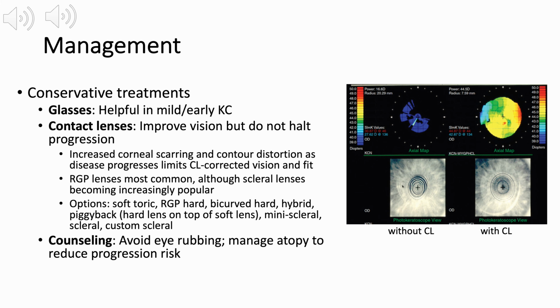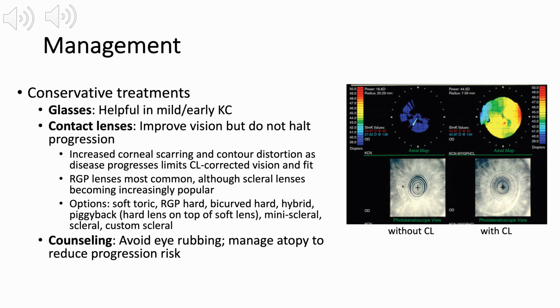Rigid gas-permeable, or RGP lenses, are the most commonly used. However, scleral lenses are becoming increasingly popular because they vault over the cornea, providing both comfort and stable optics. Other options include soft toric lenses, bicurved or hybrid designs, piggyback systems that combine a hard lens over a soft lens, as well as mini-scleral and fully custom scleral lenses.